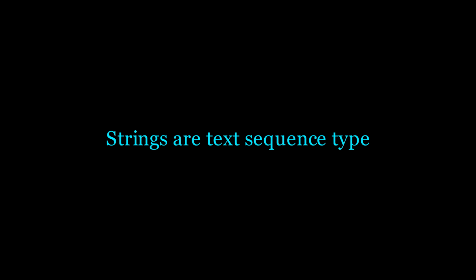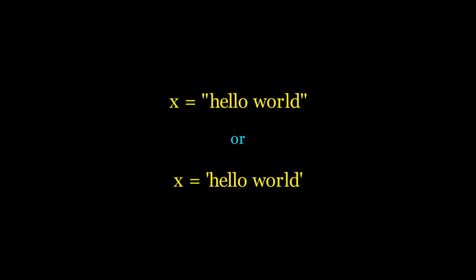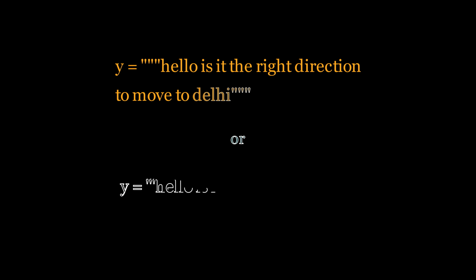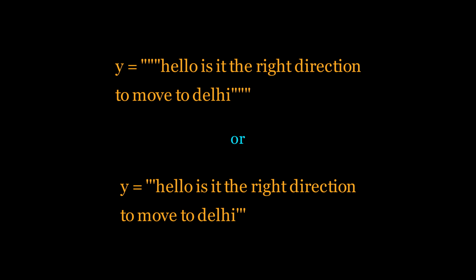Python formally classifies the string as a text sequence type because it organizes text in a sequential order. As demonstrated, strings are defined using either single or double quotes. Both are syntactically the same in Python. However, when handling text that spans multiple lines, we utilize triple quotes, 3 sets of double or single quotes.